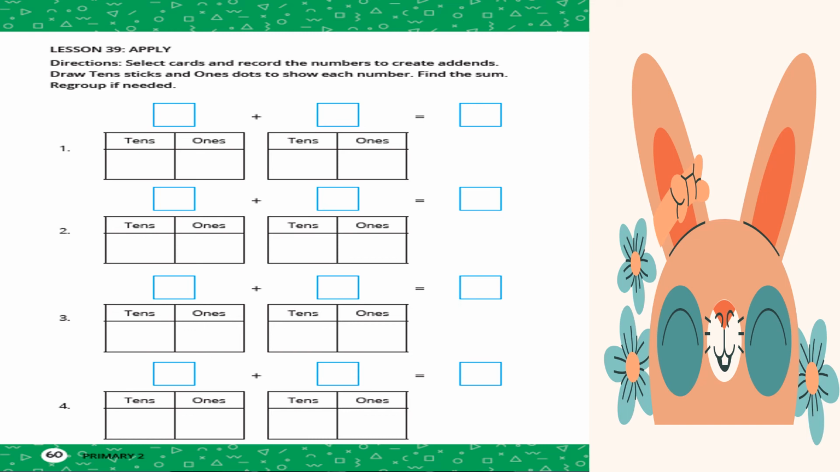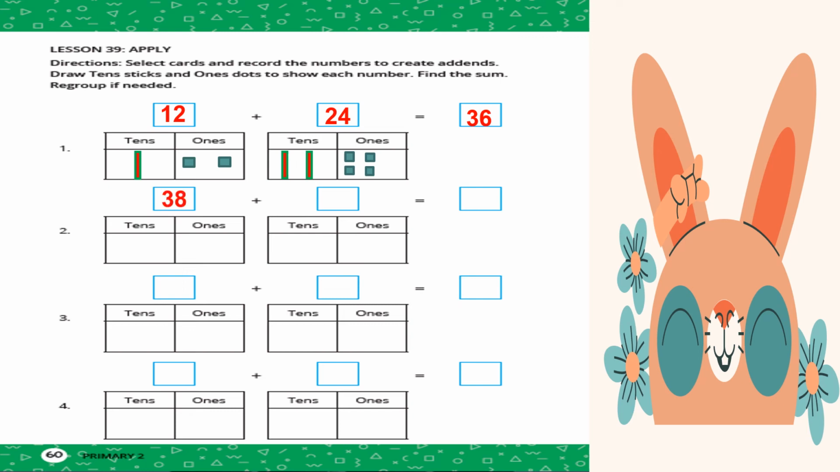First card, 12. How many sticks do we have here? 1 stick. How many small squares? 2 small squares. Next card, we have 24. How many sticks do we have here? 2 sticks. How many small squares? 4 small squares. Let's add 12 plus 24. 2 plus 4. After 4, 5, 6. 1 plus 2 equals 3. So, 36.